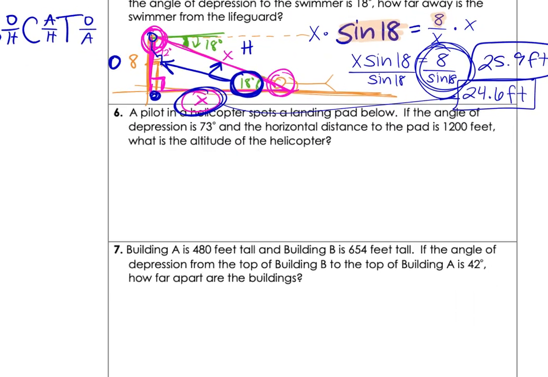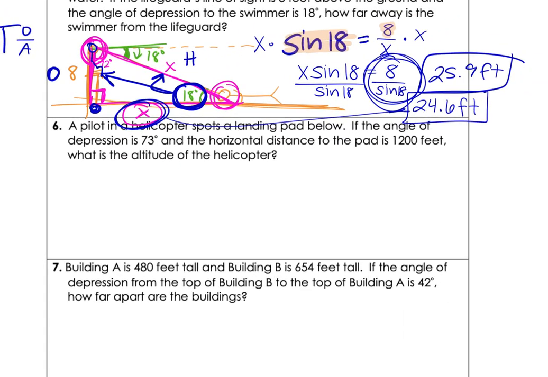Let's try number 6. I'm not going to talk. I'm going to let you try to set this up. A pilot in a helicopter spots a landing pad below. If the angle of depression is 73 degrees and the horizontal distance to the pad is 1,200 feet, what is the altitude of the helicopter? Give that a go.